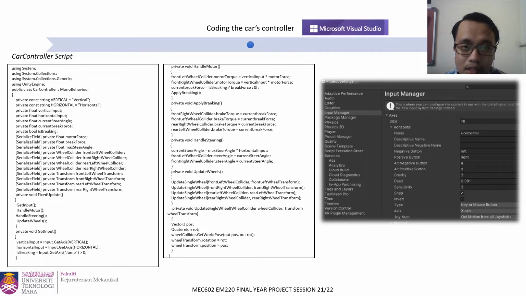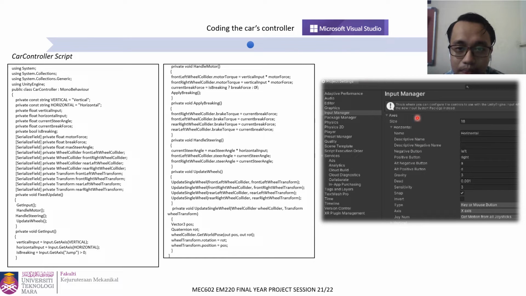Next process is I script the coding of the car to give the movement. This is my script of the car. We can see here I have assigned the vertical and the horizontal. Vertical is mostly for accelerating and reversing the car, while horizontal is usually for cornering the car. Button can be found at the project setting based on this page.